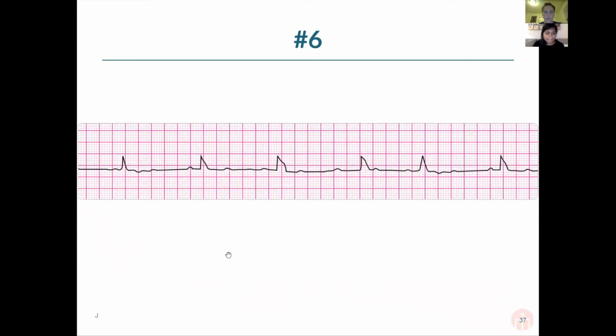Okay, guys, what do you think is going on here? Give us some answers. Take a good look. This is a little bit of a trickier one again. We notice it's going pretty slow, so let's start thinking about going down maybe our bradycardia pathway. Yep, some people are saying bradycardia. That's right, okay.